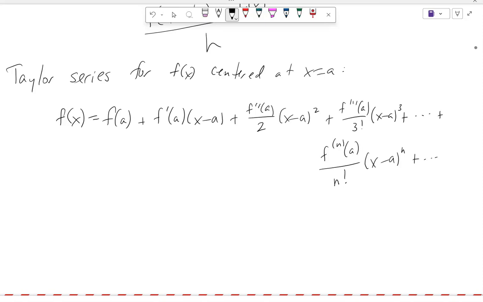Does that look familiar? I'm not saying you remembered it. I'm just asking if it looks like something that you've seen. Unfortunately, you haven't seen it? Okay. Well, we'll talk about it a little bit here for a minute.